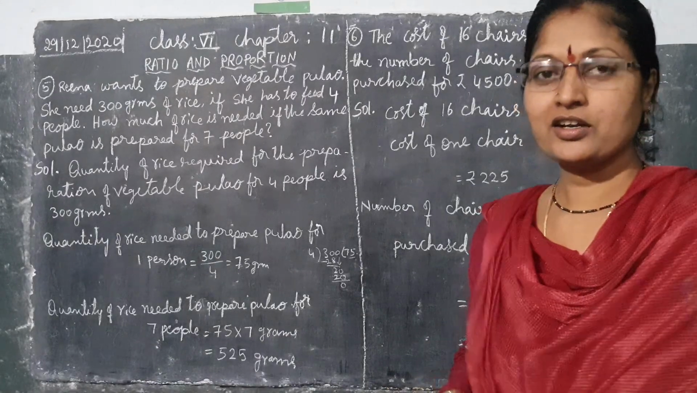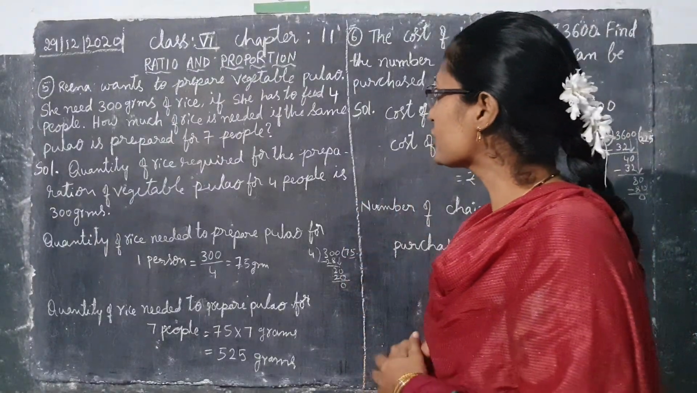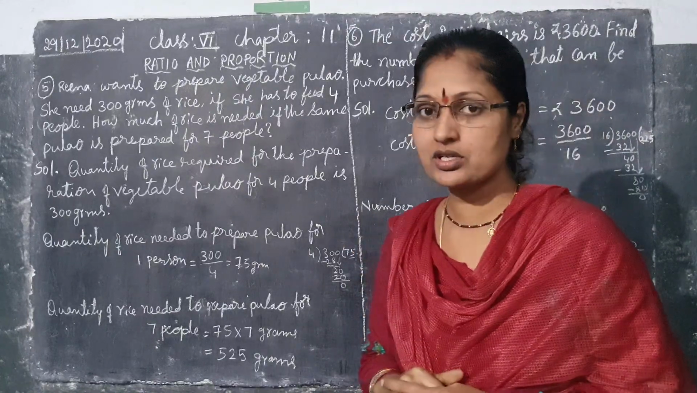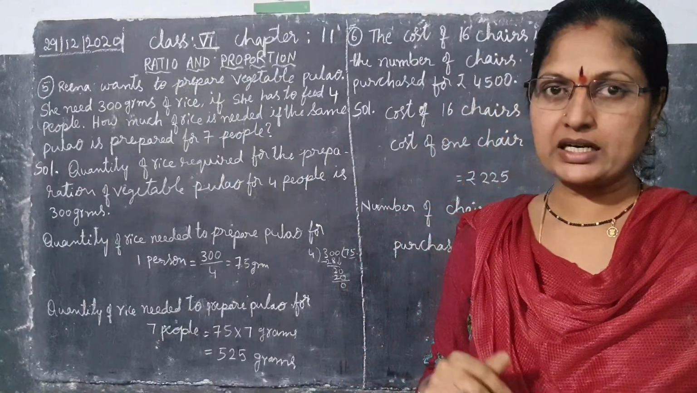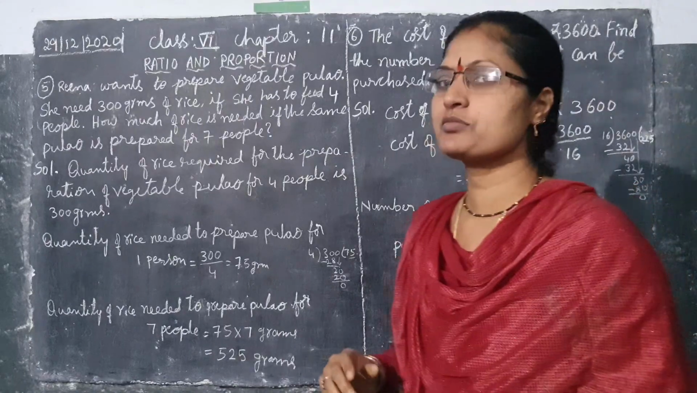Good morning, children. Now I will explain class 6, chapter 11, ratio and proportion. Before this I took two classes, one on the definition and some sums.